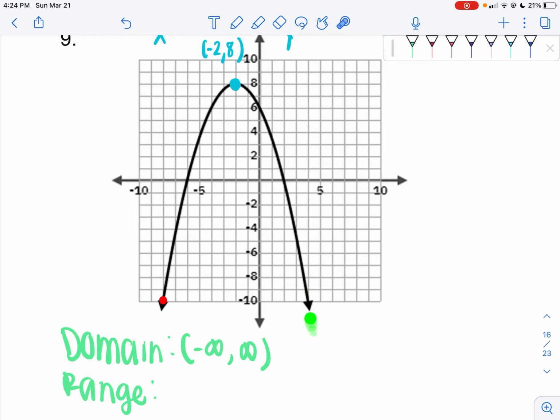And then the range, the y values, we're going to look from bottom to top. So at the bottom here, we start at -infinity. And we keep going until we get to this maximum point. And the y value, since we're looking at range, we want the y value. The y value of this point is 8. And since there is a point on the graph when y is 8, we're going to end that with a bracket. So again, the y value of your vertex is in your range somewhere.